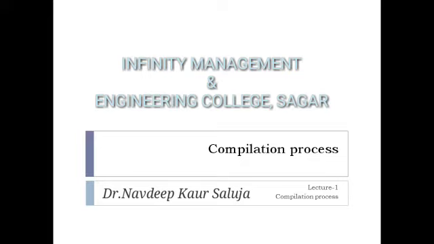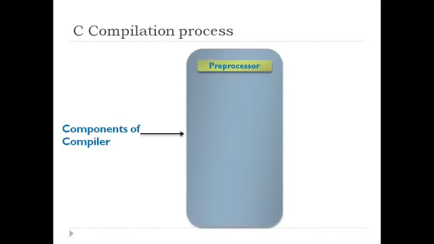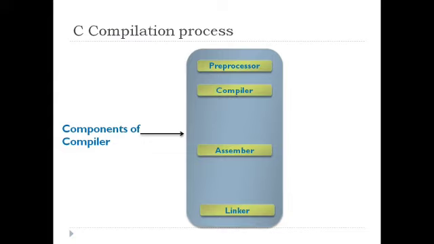Today, in this lecture, we are going to study the compilation of a C program. When we compile a C program, we press the Alt F9 key for compilation, and if the program is error free, we execute it using Control F9. The thing which needs to be understood is that the compiler is not a single module. There are various components of a compiler: preprocessor, compiler, assembler and linker.